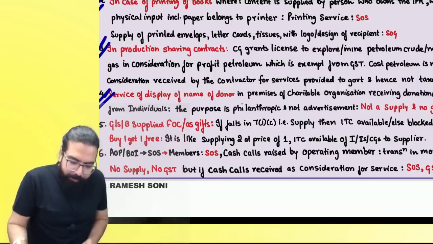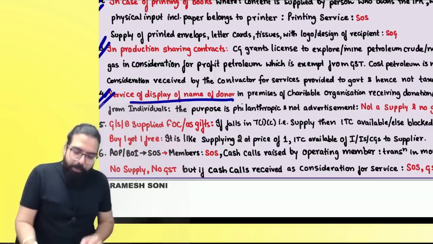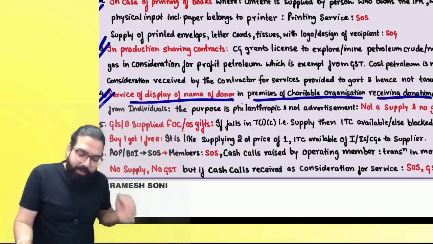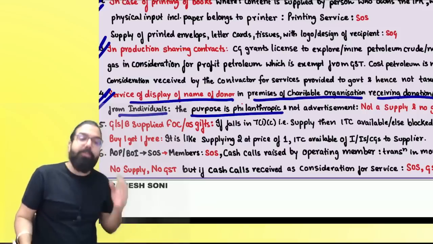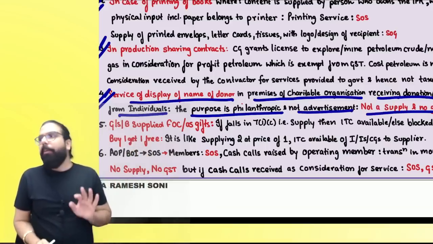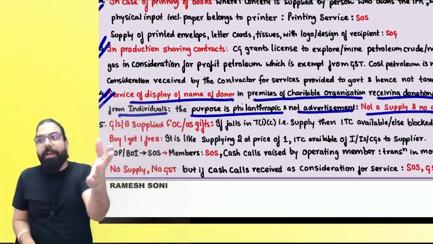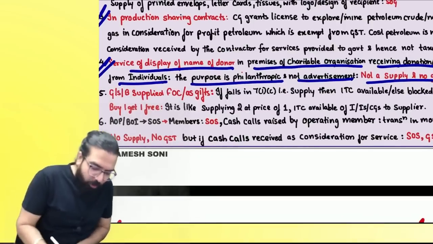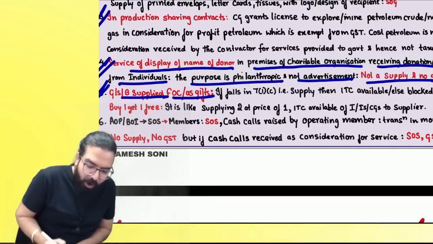Always remember, services of display of name of the donor in the premises of charitable organization receiving donation or gift from individual. The purpose is philanthropic and not advertisement. Then no GST. But if it is not philanthropic and advertisement, then GST will come. The next one over here is goods or service supplied free of cost or as gift.